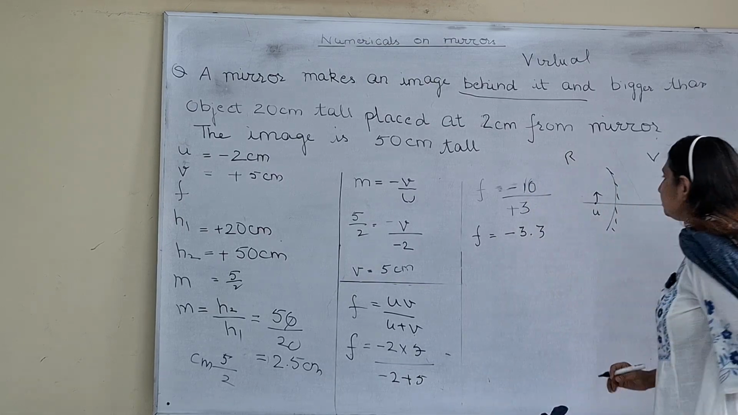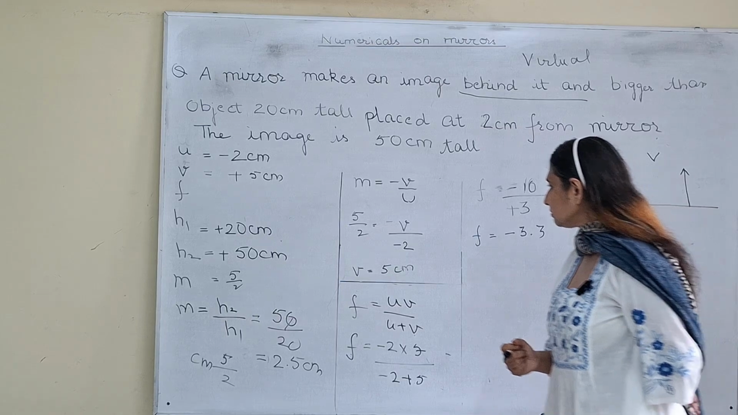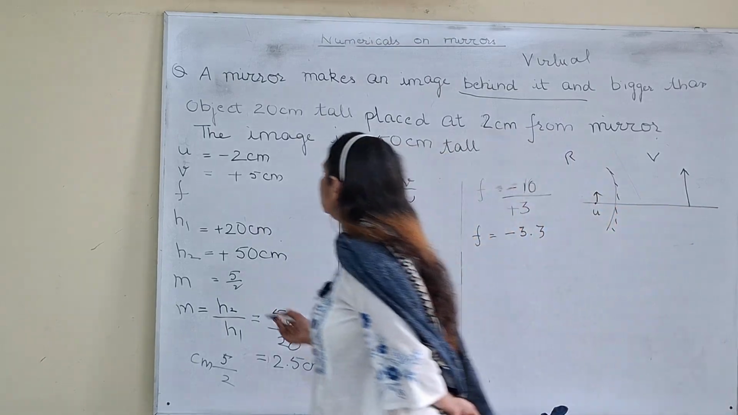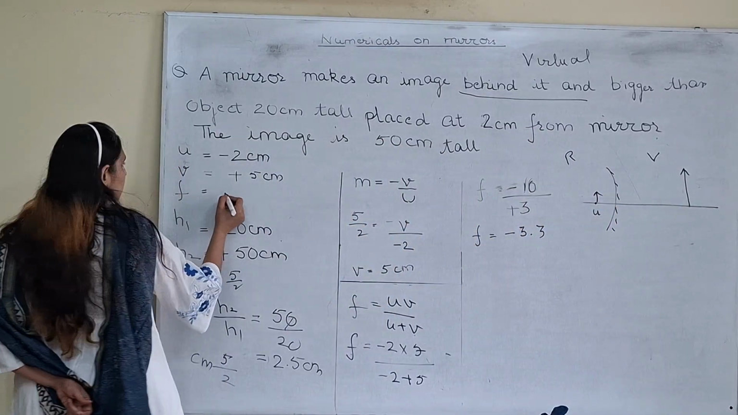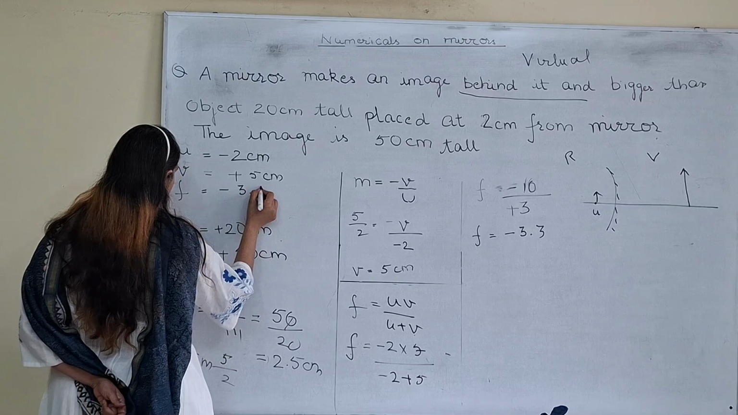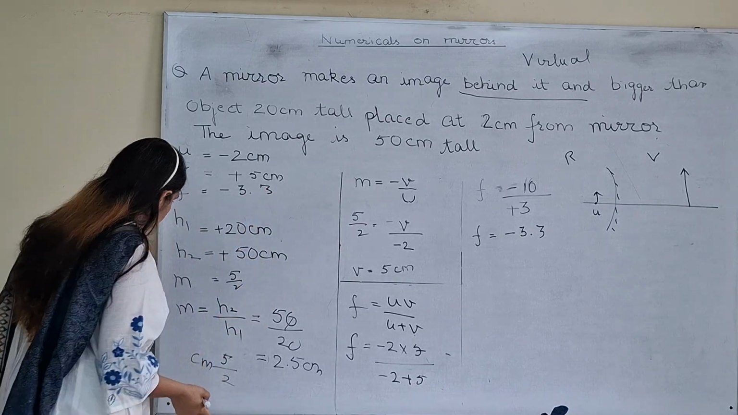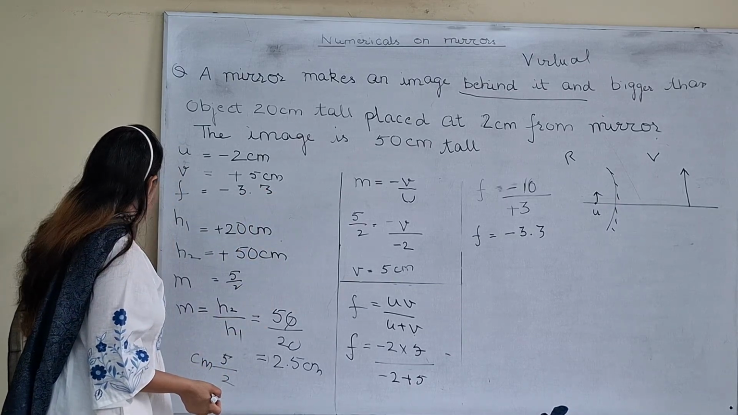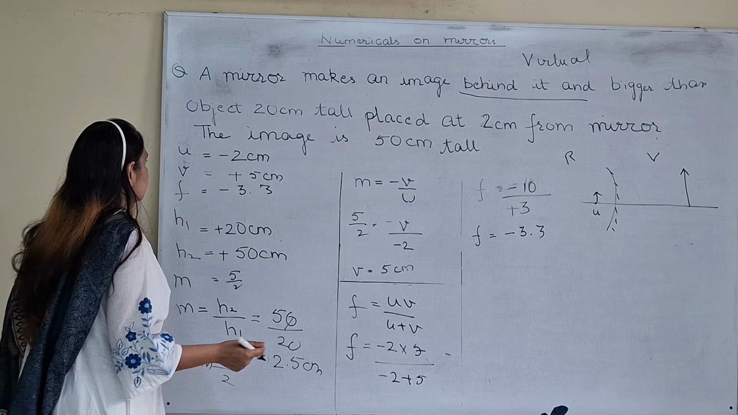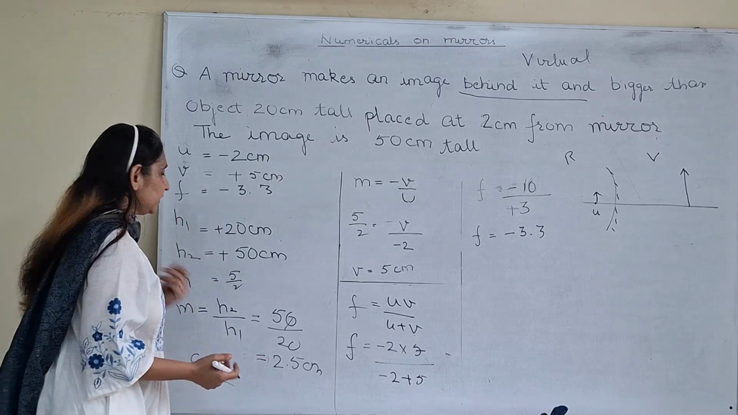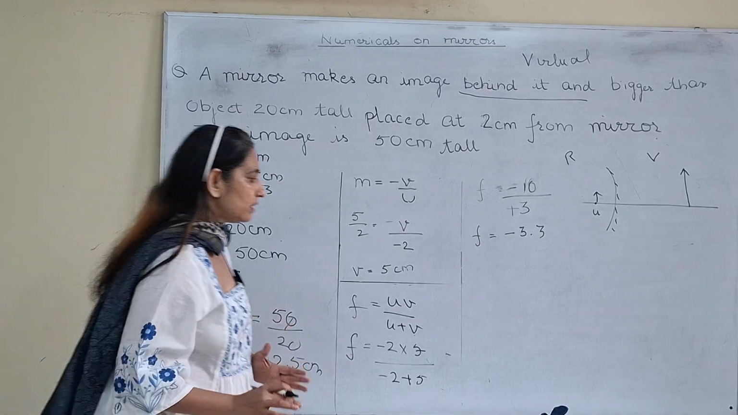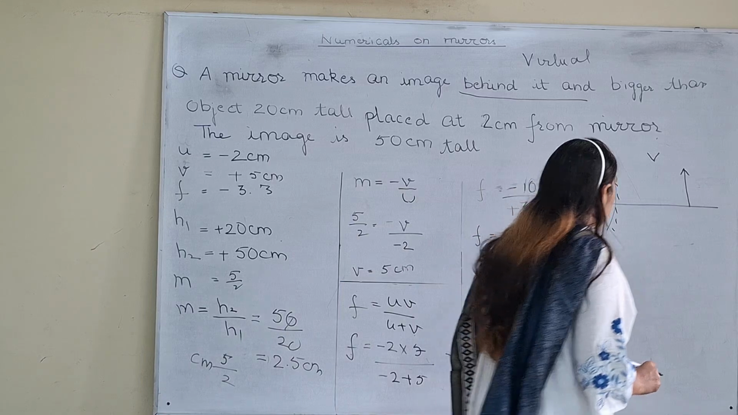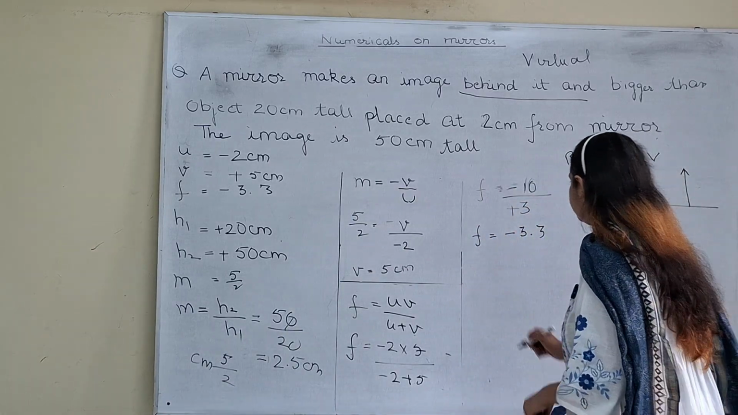Okay, so we have found focal length also. What else do we want? Focal length is minus 3.3. So we know everything more or less. This also we know. So that's how we complete the question. But now what remains is the properties of this image which is being formed.